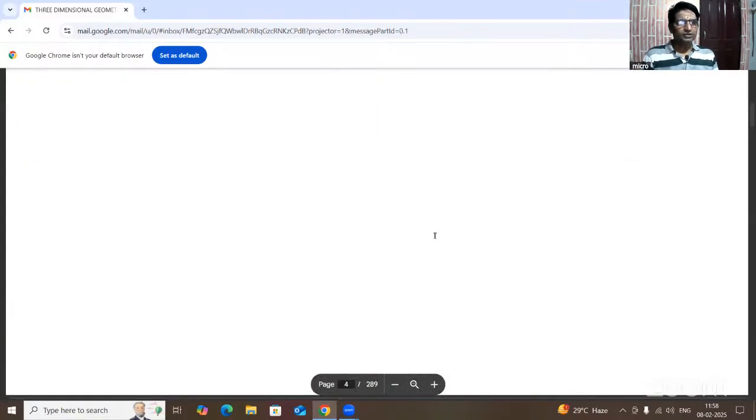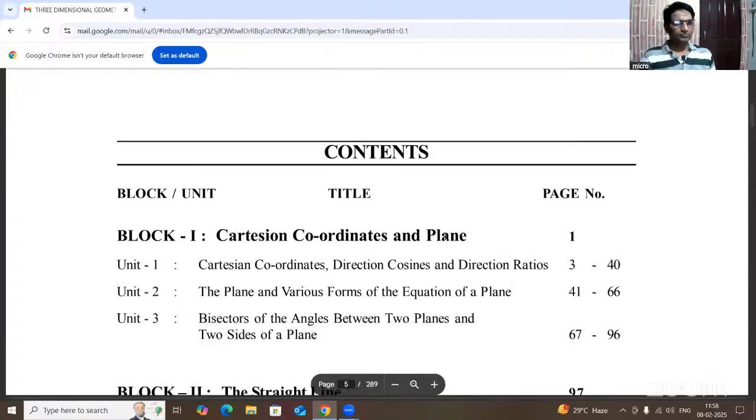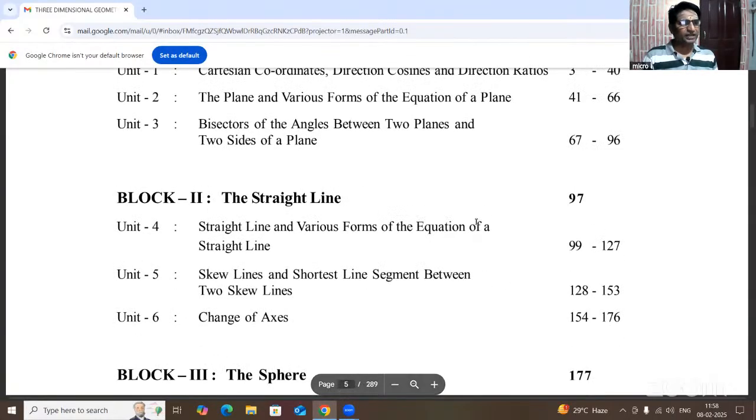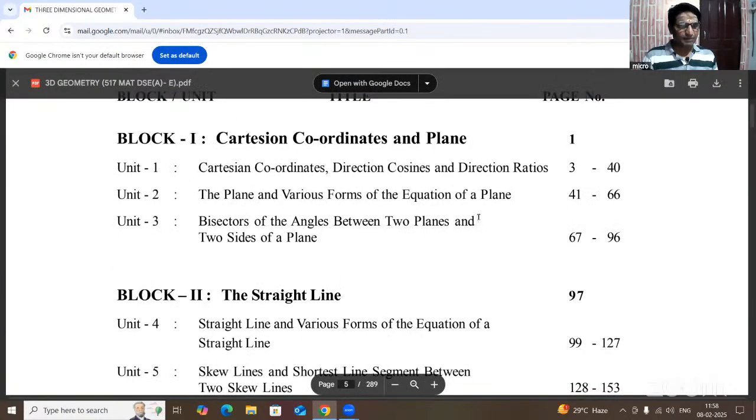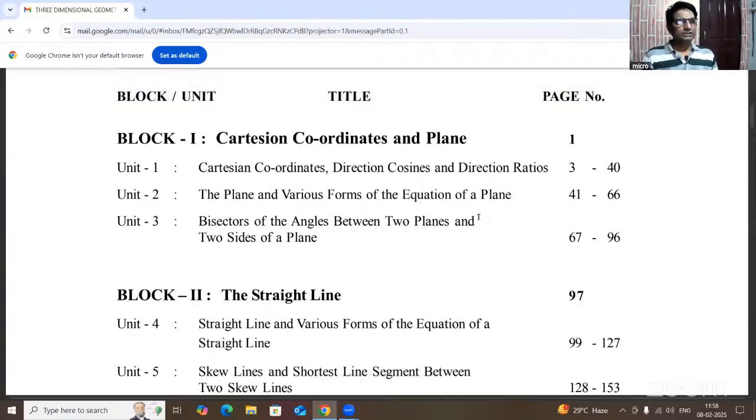Students, now see the plane. What is the plane? Already you have discussed the plane concept, and first of all, we must see the general form of a plane. What is the plane? The plane consists of at least 3 points.